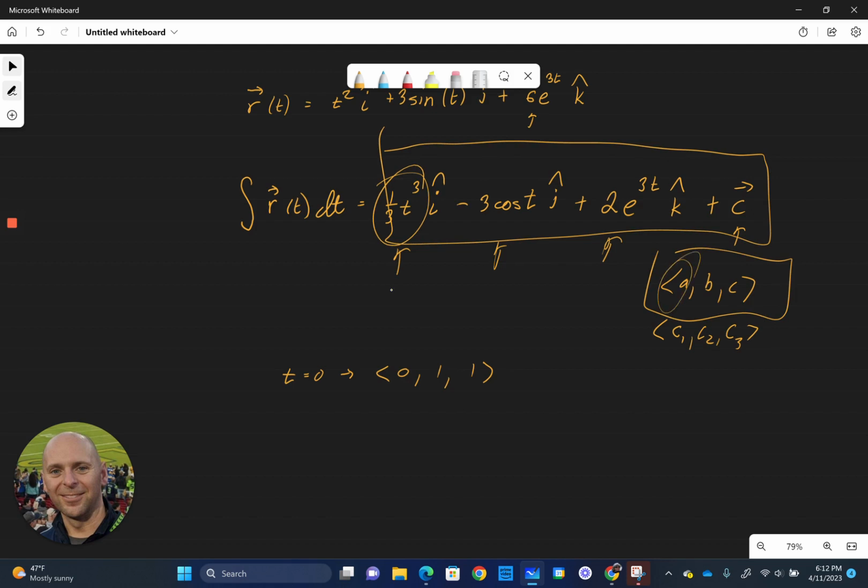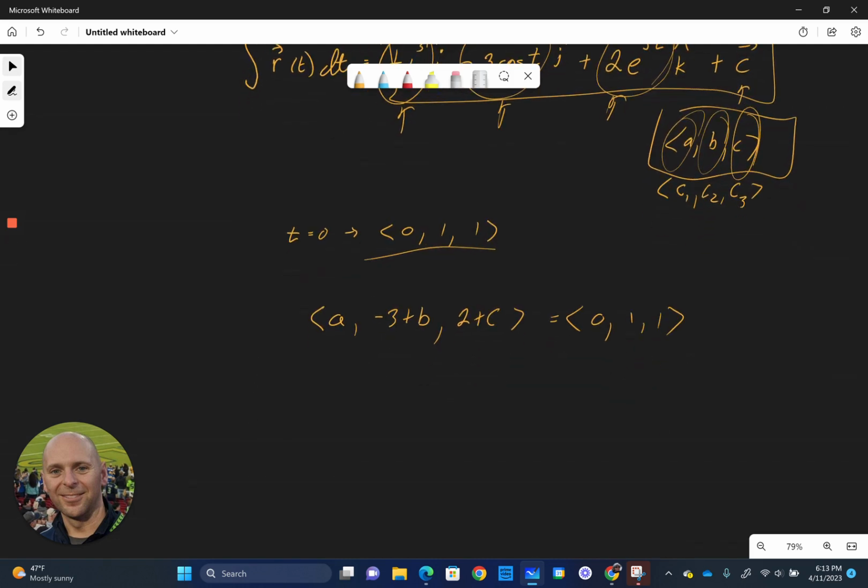So in the i direction, we would have a. In the j direction, evaluating at 0, cosine of 0 is 1, so this would be negative 3 plus the b. So we would have negative 3 plus b, or b minus 3, for our j direction. And at k, evaluating here at 0, e to the 0 is 1, so we would have 2 plus the constant c. So we would have 2 plus c, or c plus 2. And through our initial value, now we know that that's equal to 0, 1, 1.